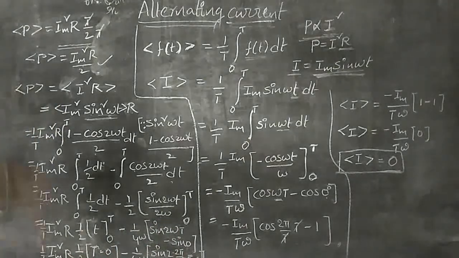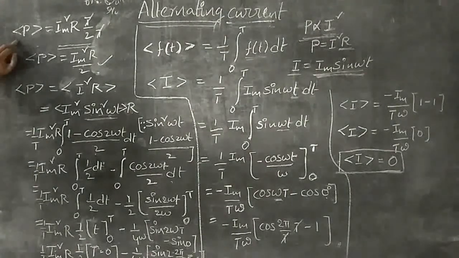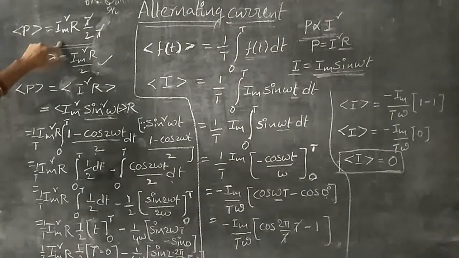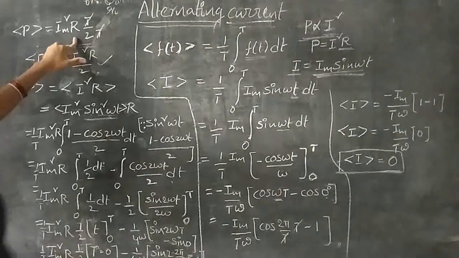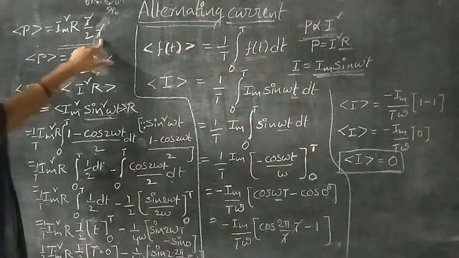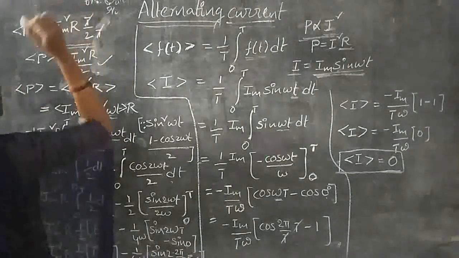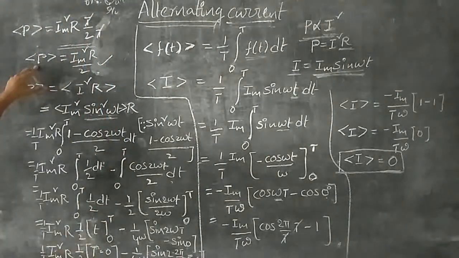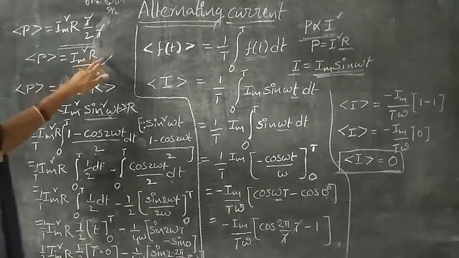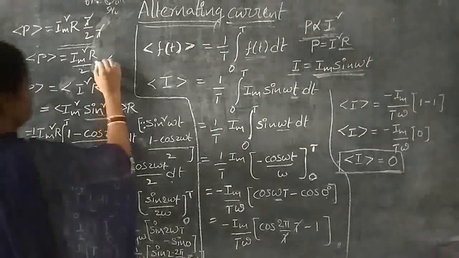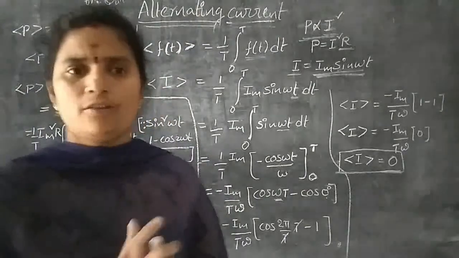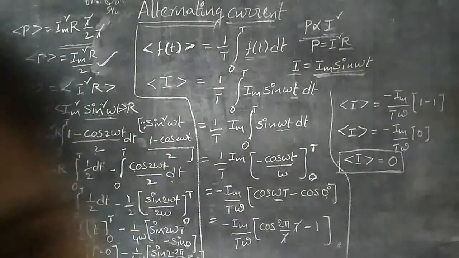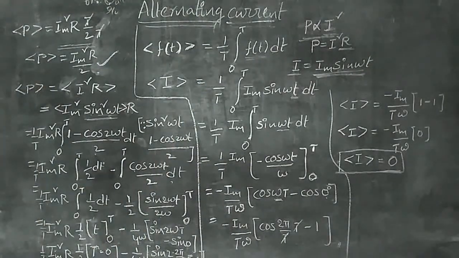So from this, what is the average power? P is equal to Im square R by 2 into T by 2 into T. T gets cancelled. So the average power P is equal to Im square R by 2. It is the average power for one complete cycle, one complete oscillation.